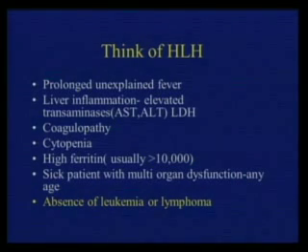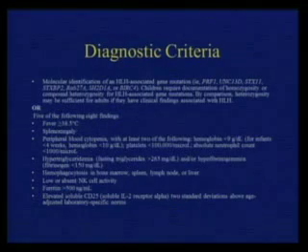So these are the patients who have multi-organ dysfunction, they're not getting well, they have all these presentations, and they have no leukemia or lymphoma. We keep harping on this again and again, but we want to get the bone marrow biopsy to rule out leukemia and lymphoma, because we treat these patients with steroids. And you do not want to give steroids to somebody without knowing they do not have malignancy. You want to rule out malignancy and then use steroids. So these are the 2004 criteria.